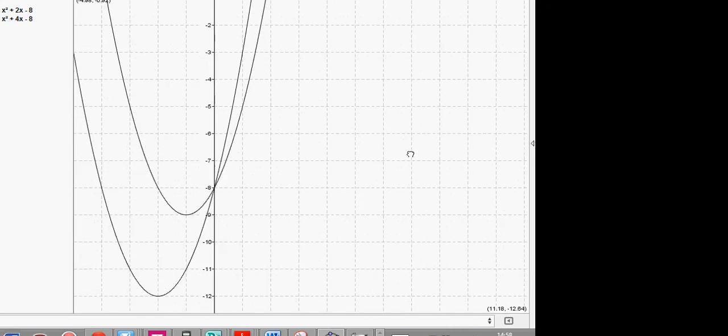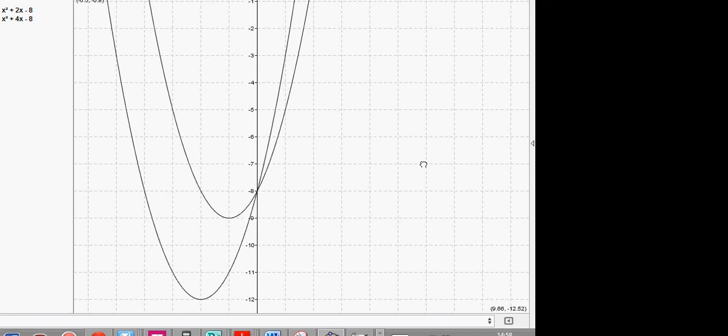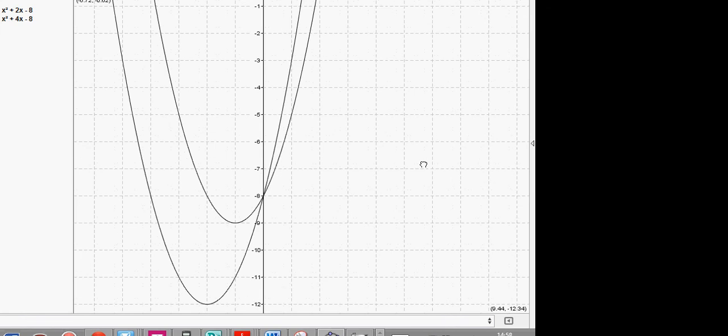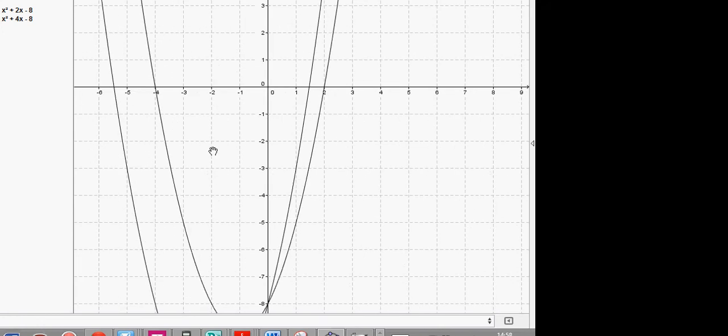Oh. The middle number sent it down and to the left. Changing the middle number sent it down and to the left. That's when we changed it to plus 4x. Now what happens when we change it to minus 2x? We're not changing the size of the number, we're just changing its sign. So we're going to get rid of the last one I did, which is this one here.